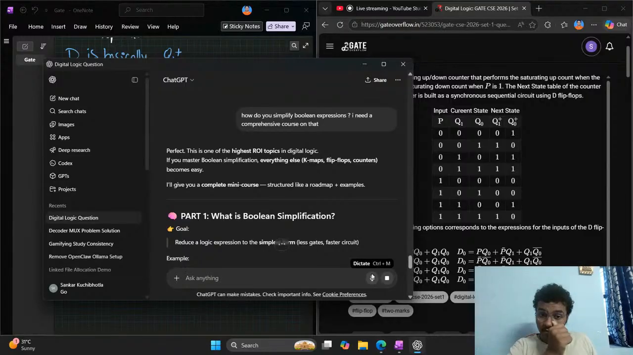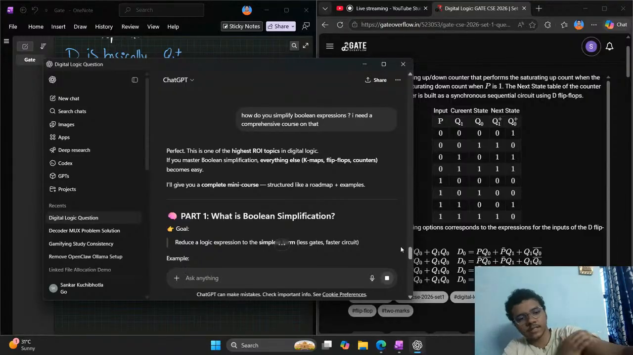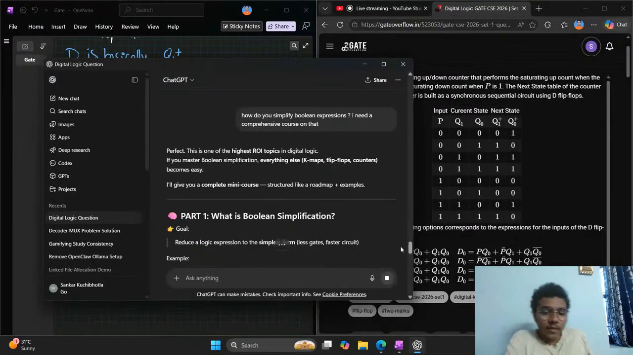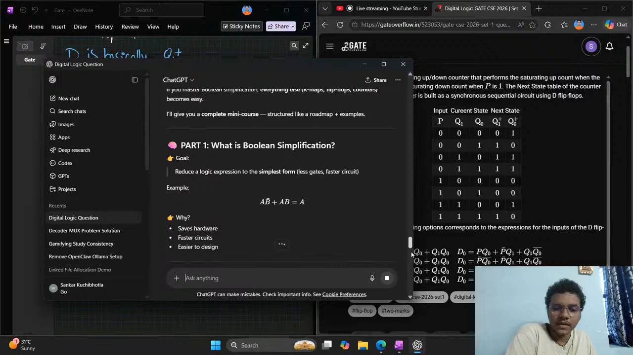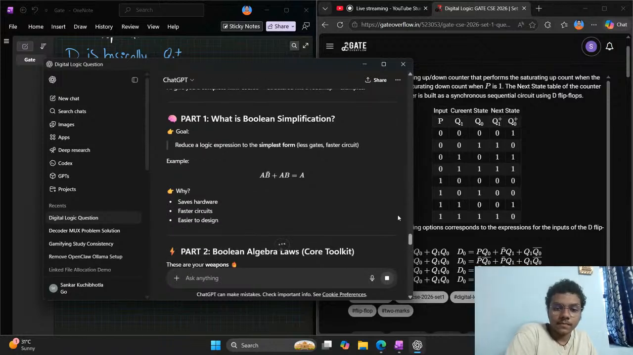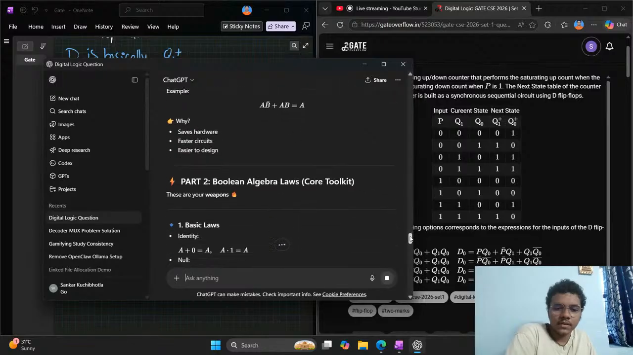One of the highest ROI topics in digital logic is if you master Boolean simplification. Reduce logic expression into simpler terms, thus get faster throughput. So here you take A common, B plus B bar is equal to 1. Okay.